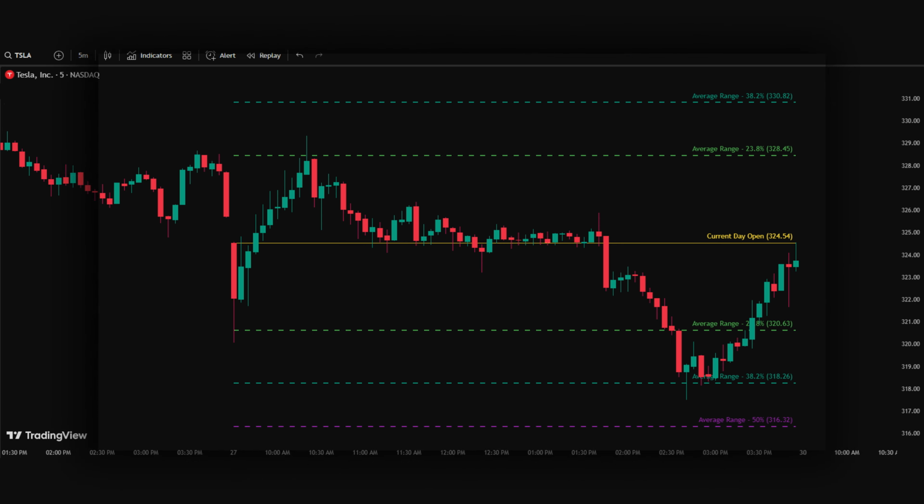Now let's take our analysis a step further by examining the same Tesla chart on a lower time frame. This will allow us to observe how the Fibonacci intraday range levels interact with more granular price movements and intraday structure. Here, we're viewing the same intraday price action on a 5-minute chart. To keep things efficient, I'll quickly walk through the key movements once again.